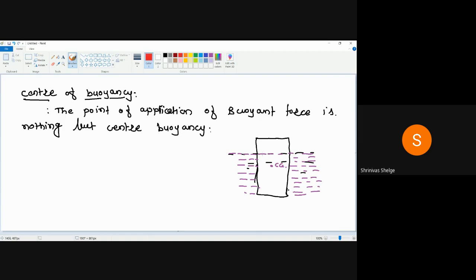So this is the submerged portion of the body, and the CG of this portion is nothing but the center of buoyancy. So obviously, where will the center of buoyancy come? It's below the CG. Somewhere here you will find the B, because this is the center of gravity of this submerged portion. And the CG of the submerged portion is nothing but the center of buoyancy. Is it clear about the location of the center of buoyancy?